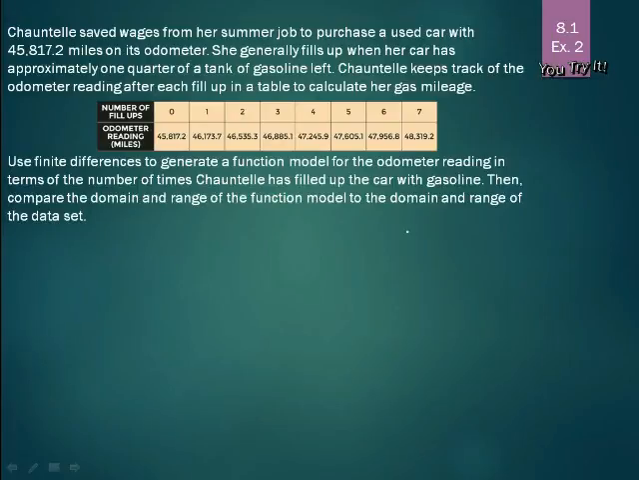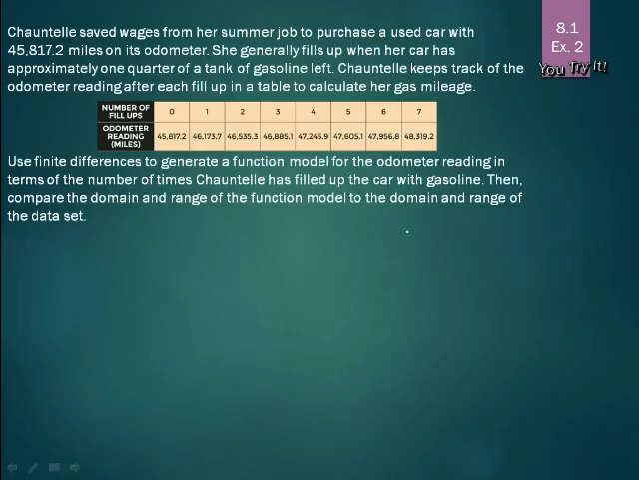Chantel saved wages from her summer job to purchase a used car with 45,817 and 2/10 miles on its odometer. She generally fills up when her car has approximately 1/4 of a tank of gasoline left. Chantel keeps track of the odometer reading after each fill up in a table to calculate her gas mileage.